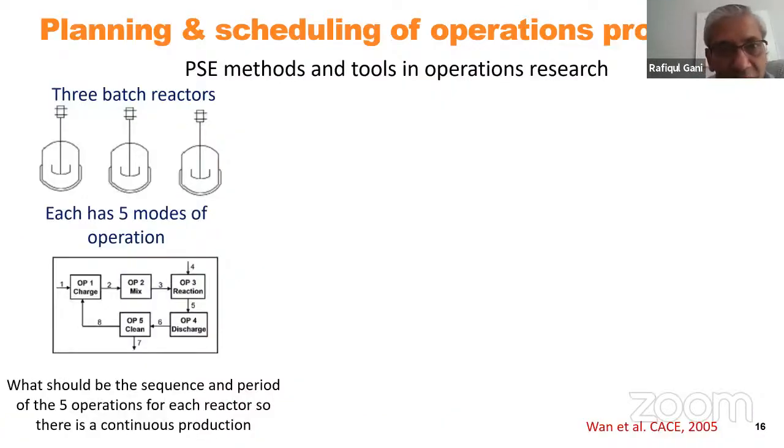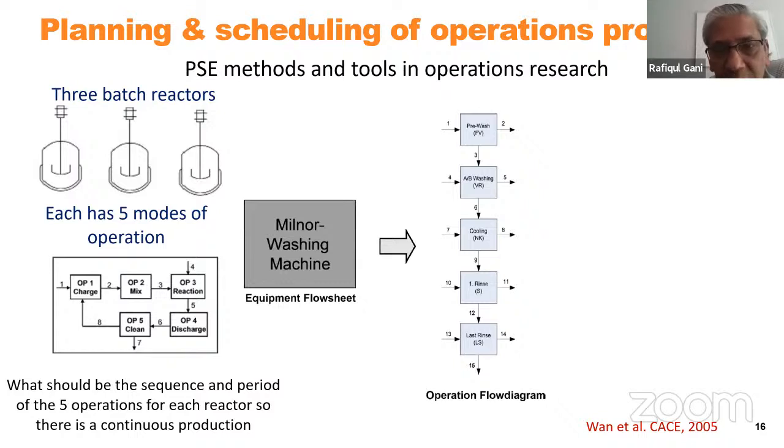Also, there are lots of processes that operate in the batch mode. For example, we have 3 batch reactors that have 5 modes of operation. What should be the sequence and period of the 5 operations for each reactor so that there is continuous production? That's a planning and scheduling problem.